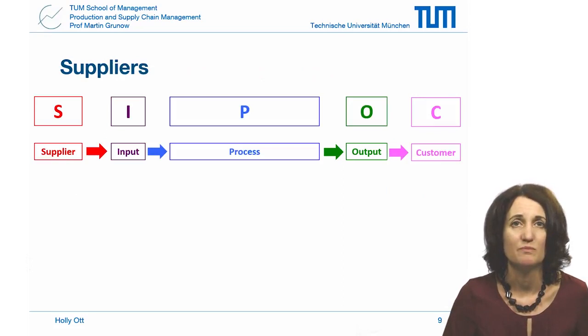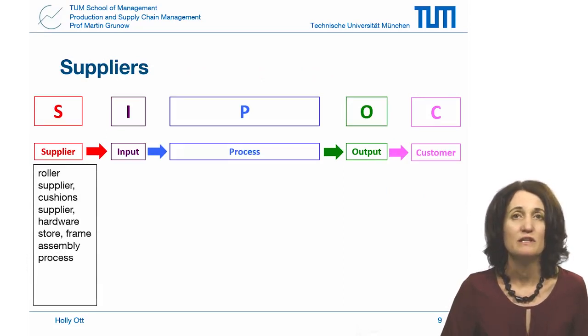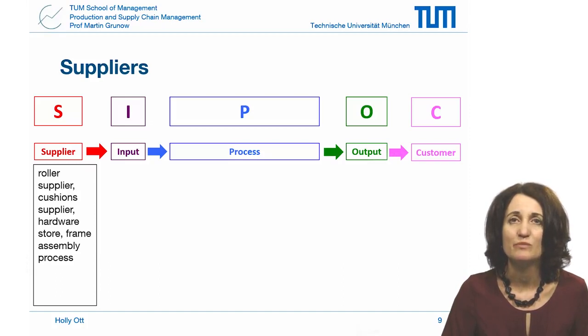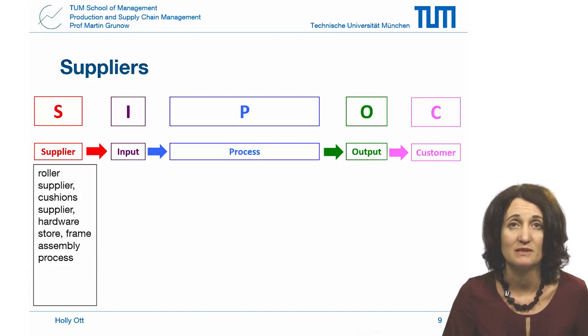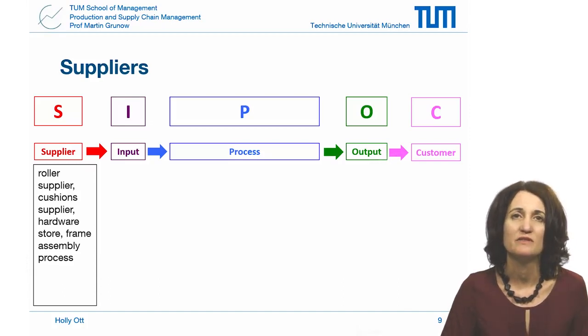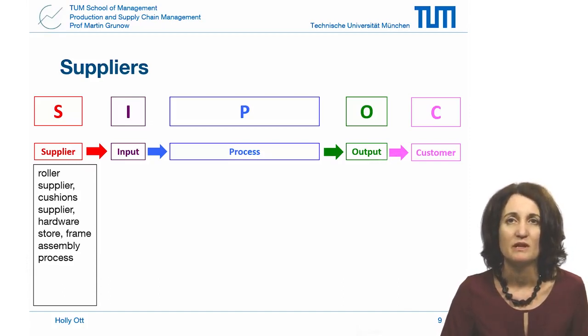First of all, let's look at the suppliers. So in this process, the suppliers are going to be any entity that brings the required inputs for the process to the start of the process. Here we have suppliers of different types of raw material. If you have a service, then the suppliers are the people who will perform the service.